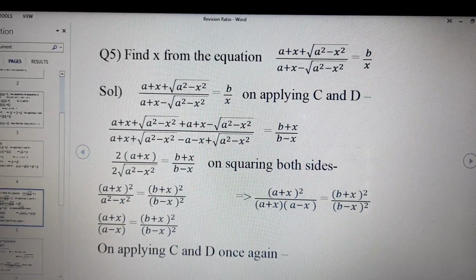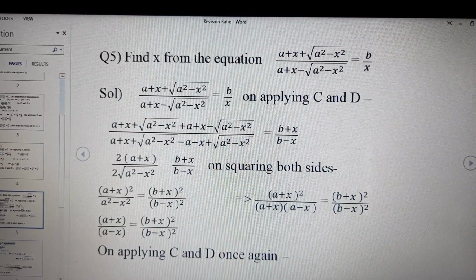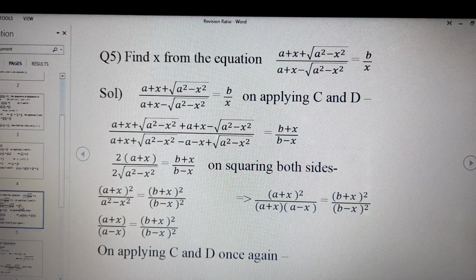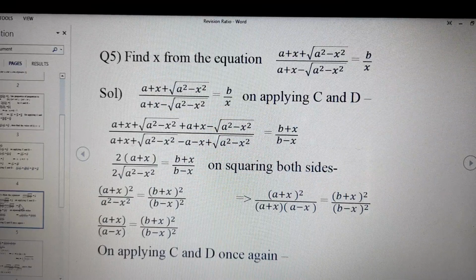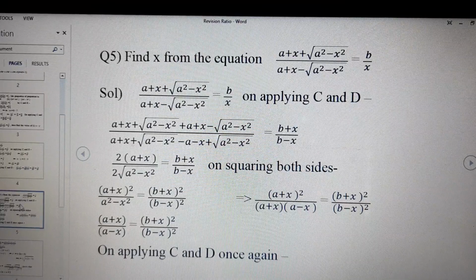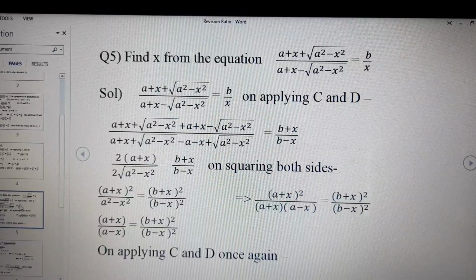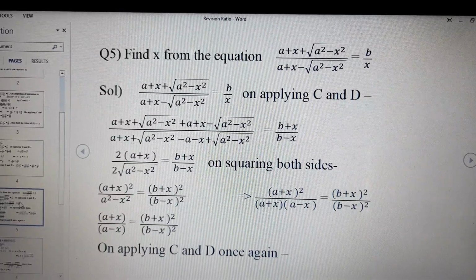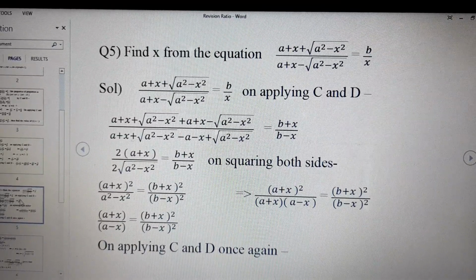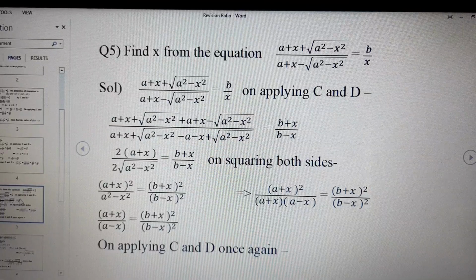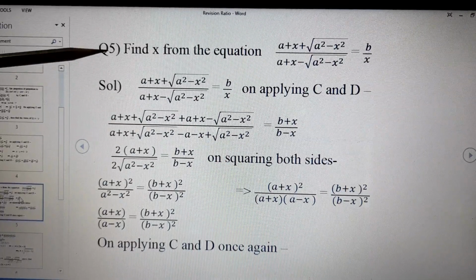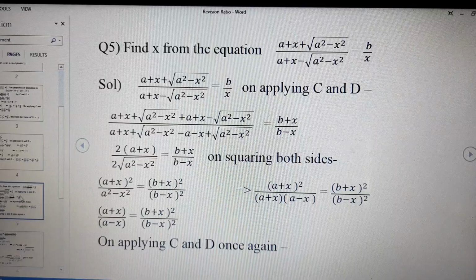Okay, in this question, it is an equation and we need to find out the value of x from here. As we can see, they have not given any numbers here, so the value of x will be in terms of a and b only. The variable x will be calculated in terms of constants a and b. Find the value of x from this equation.